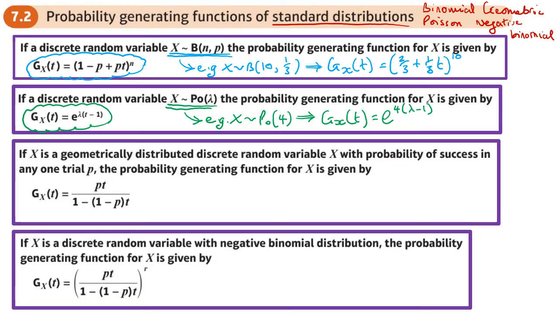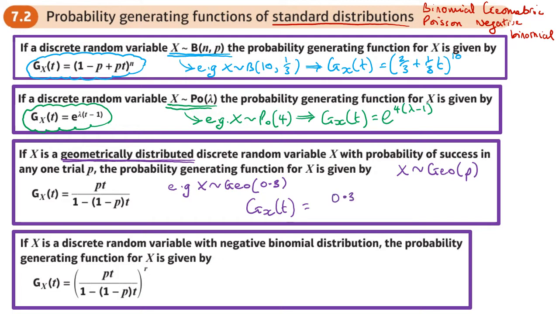Next comes a geometric distribution. Our random variable would be a geometric distribution, and we know that the parameter for that is just p. For example, if p was 0.3, then its probability generating function, its PGF, would be 0.3 times t over 1 minus 0.7t, since 1 minus p would be 0.7. So that would be its probability generating function.